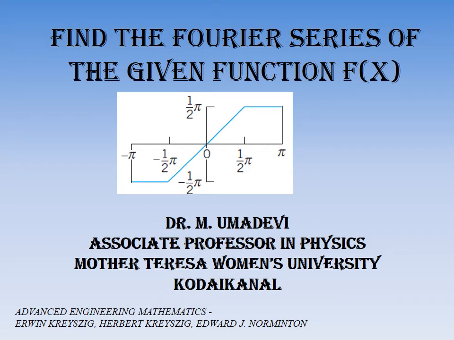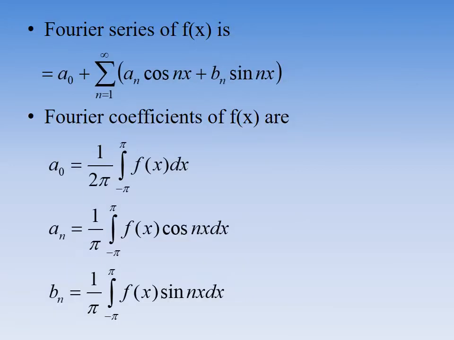Now we'll see how to find the Fourier series of the given graph. We know the Fourier series of f of x is equal to a naught plus summation n is equal to 1 to infinity a n cos nx plus b n sin nx, where a naught, a n and b n are Fourier coefficients that we can calculate from f of x.